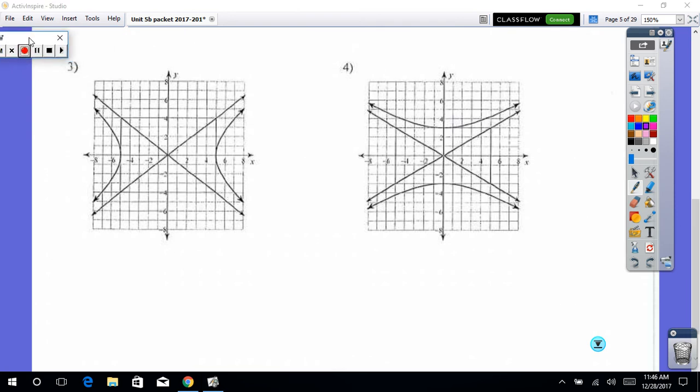Okay, moving along to number 3 and 4. Another x. X squared minus y squared equals 1. And then, of course, stack them. The width of our x from the center to our actual hyperbola is 5 units. So that gives us a denominator of 25. And the height is 4, which gives us a denominator of 16.